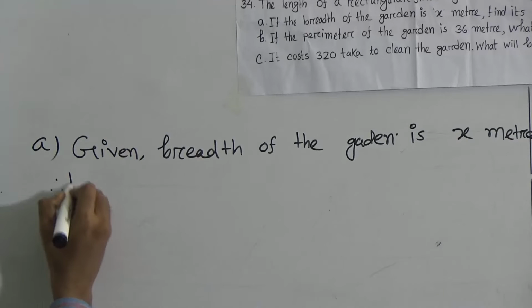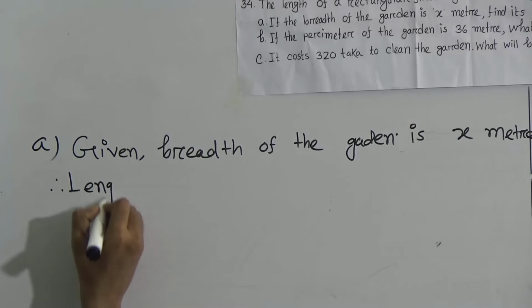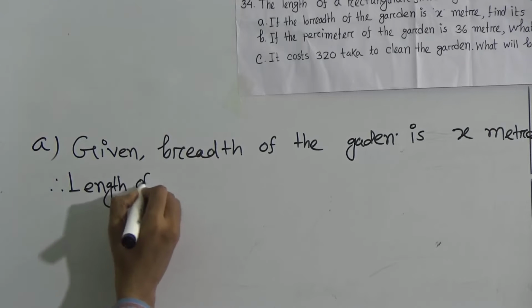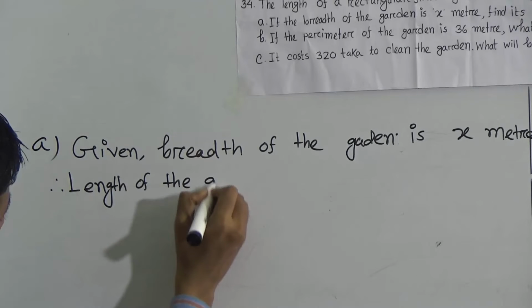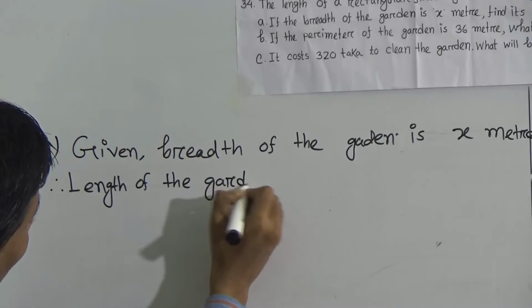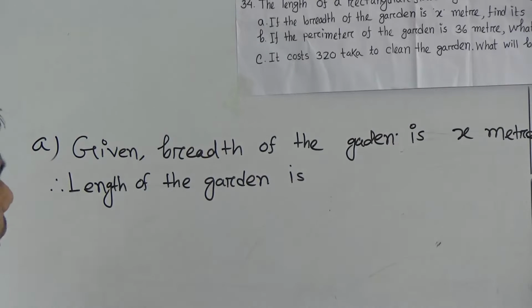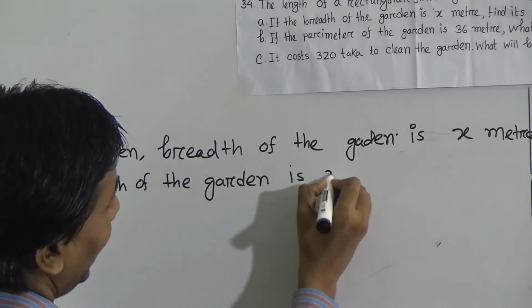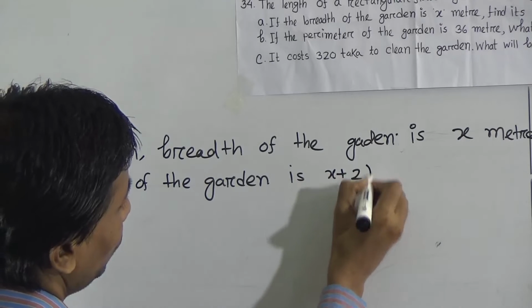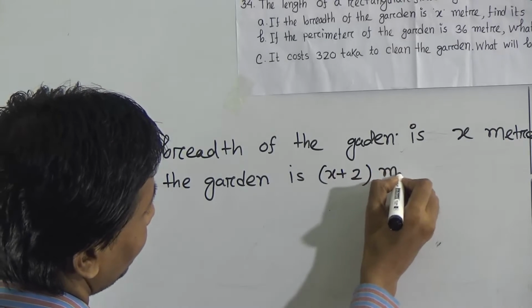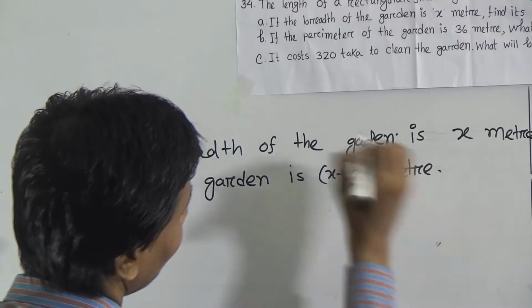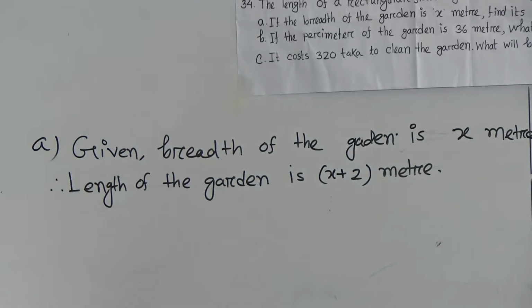Therefore, length of the garden is, you look, the length of the garden is 2 meters more than breadth. That means length of the garden is x plus 2 meter. Okay, what is our question? Question is find its perimeter in terms of x.